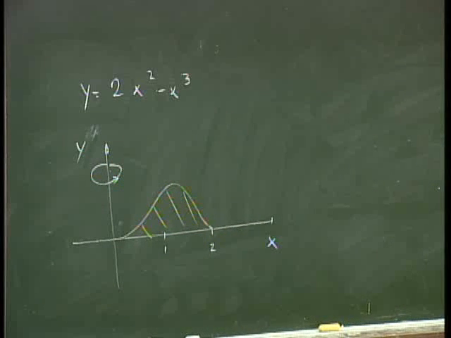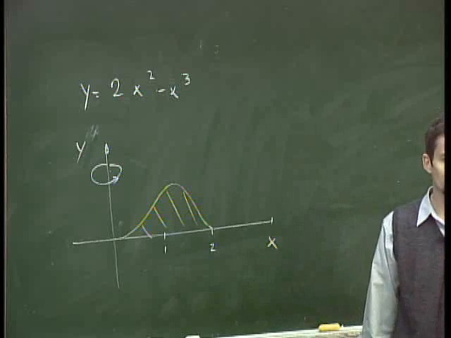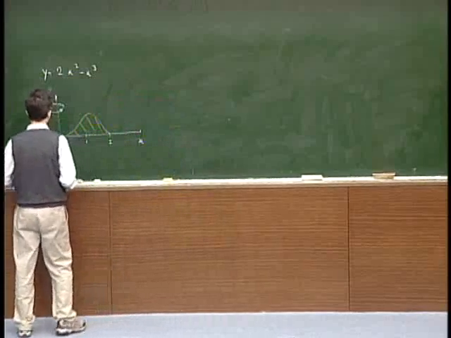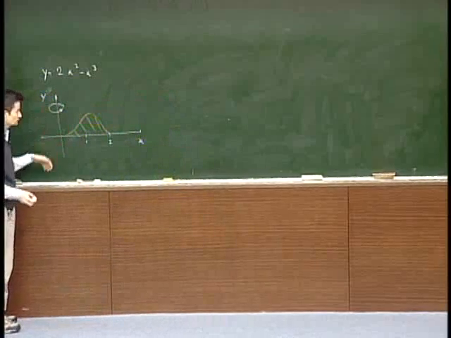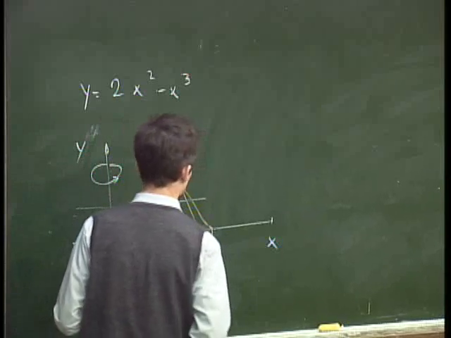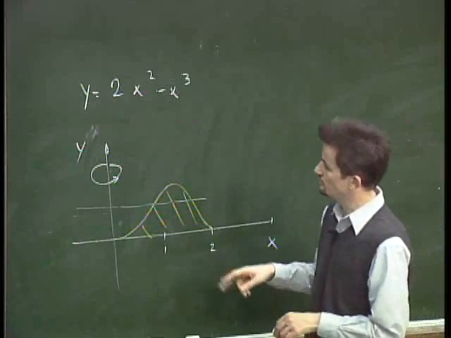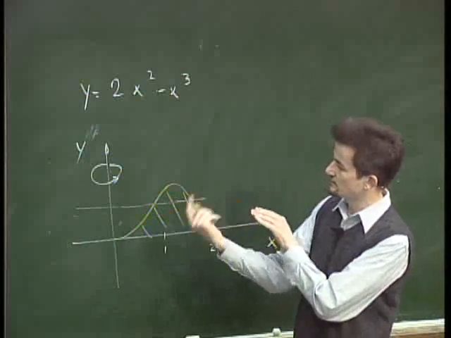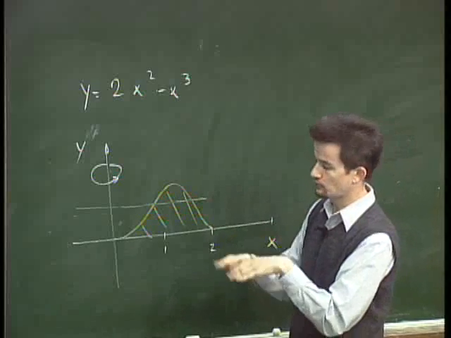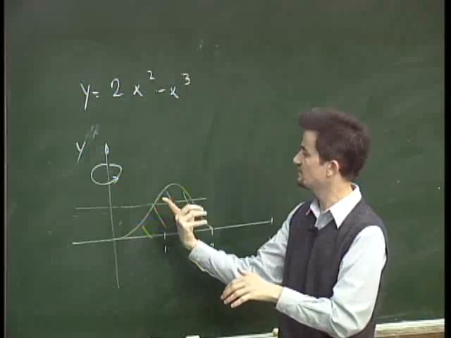Of course, we can try to use the method we have just learned, the method of cross sections. If we rotate it about the y-axis, we have to slice it like this, for instance, here. What we have to figure out is how to compute the cross sections, which are washers, and what you need is the inner and outer radius. So you need this length here and this length.